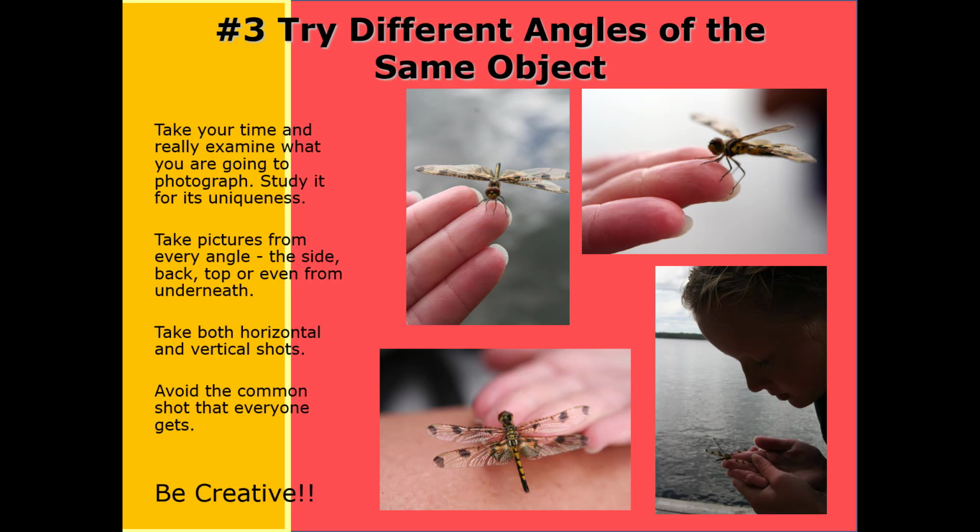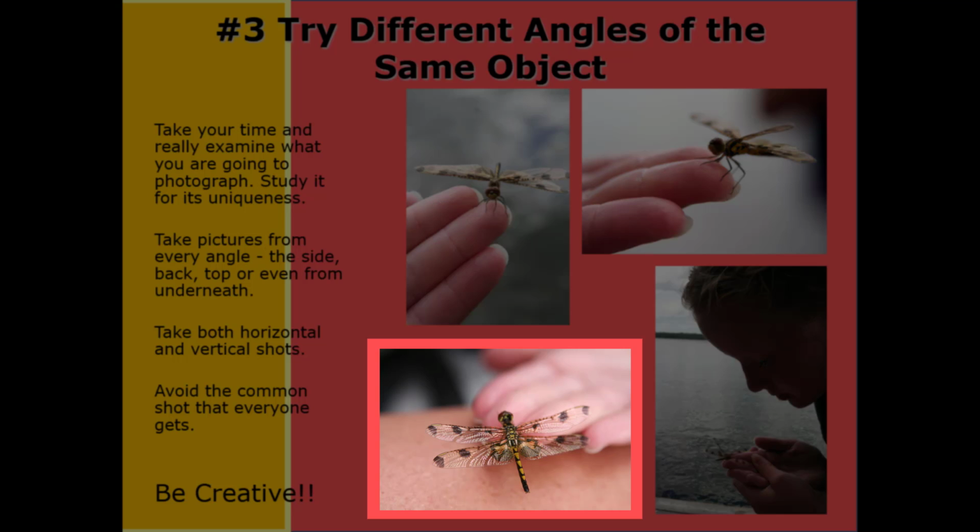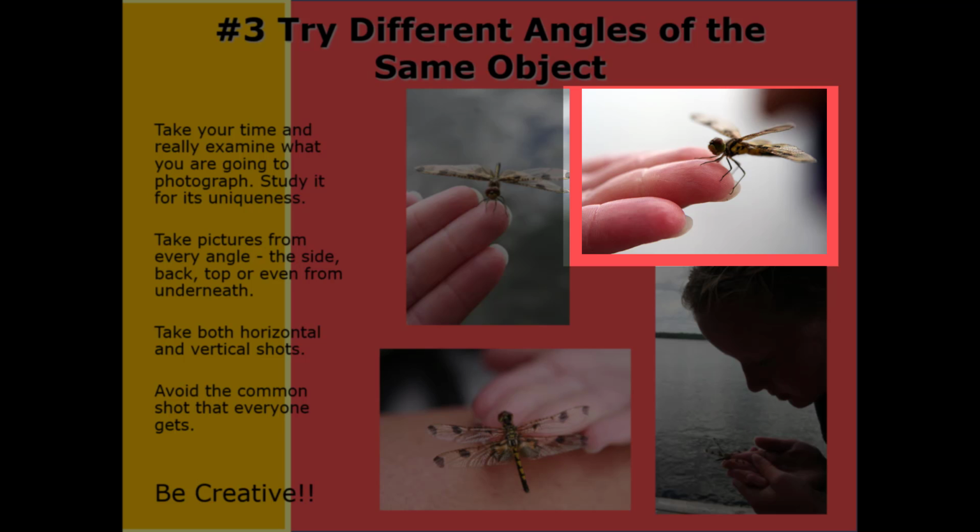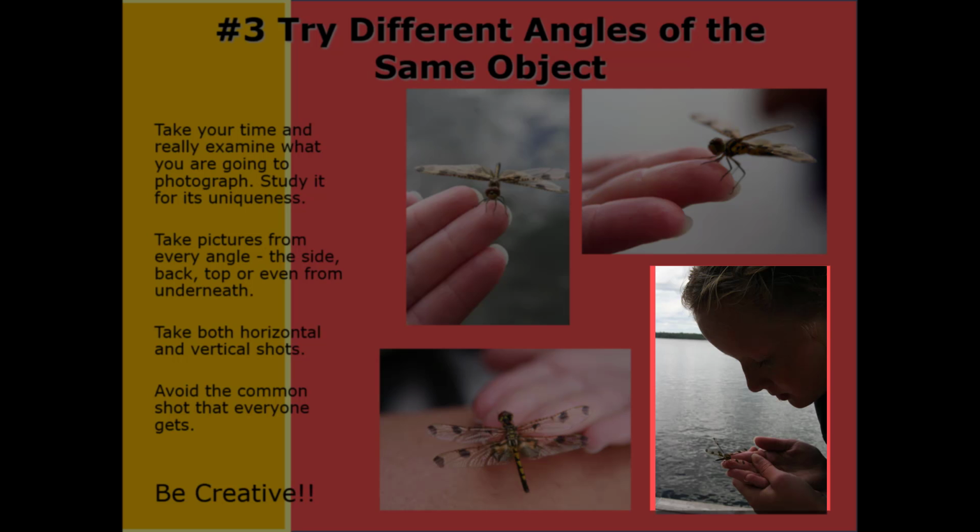If you can climb up high, great. If you can take it from below, shooting upwards, awesome. Take horizontal and vertical shots. So horizontal are these examples of the dragonfly. They go kind of side to side like the horizon. Vertical goes up and down like these two examples.